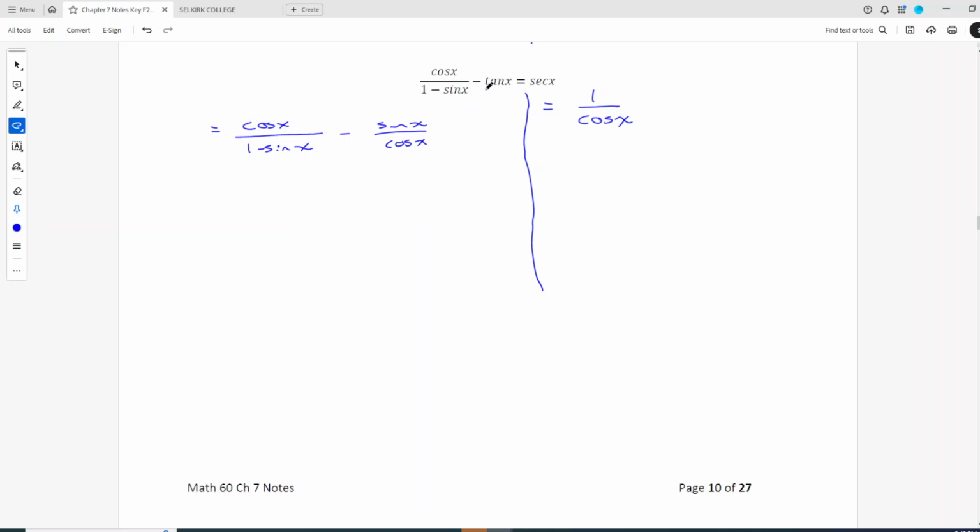Now you could do this by leaving it as tan x over 1 and then creating a common denominator, but trust me, it gets gross. So change the tan x into sine over cos x and then go from there. My common denominator is going to be cos x times 1 minus sine x. So I'm going to multiply this guy by 1 minus sine x. And I'm going to multiply this one by the cos x.